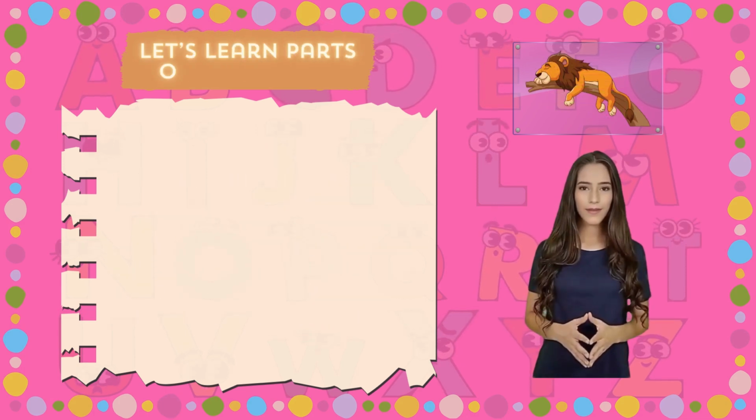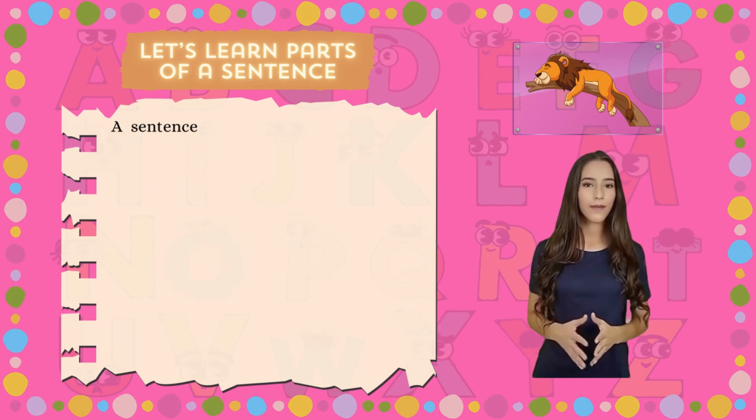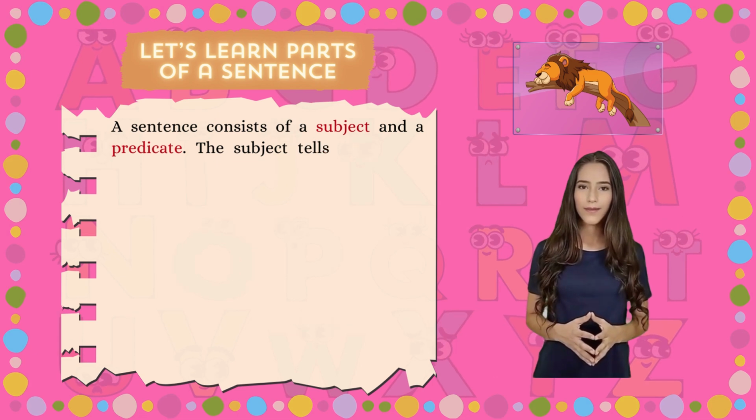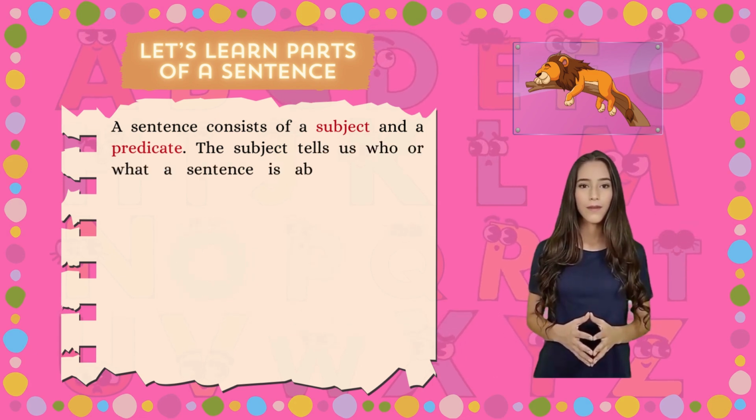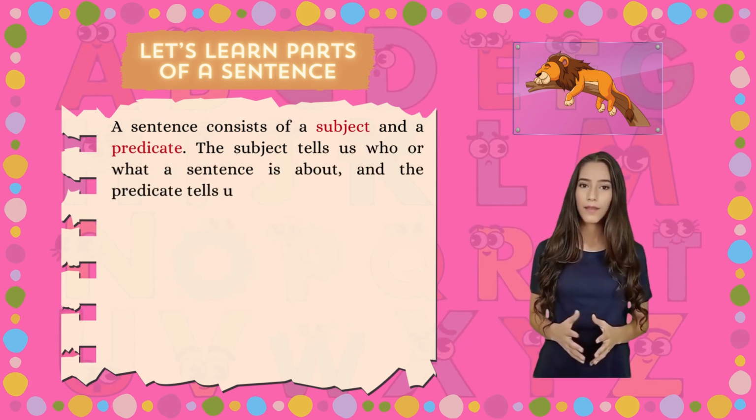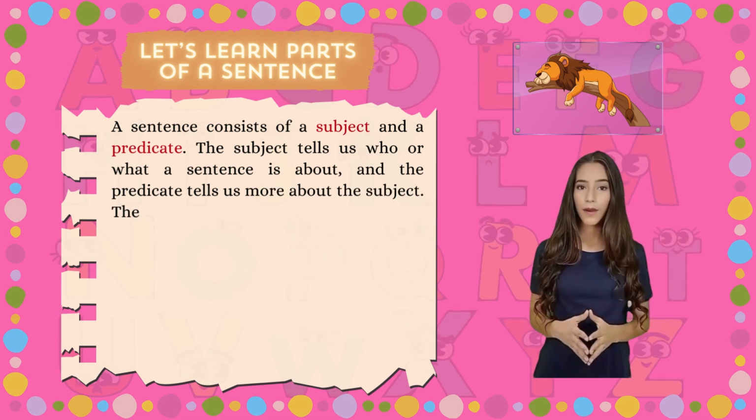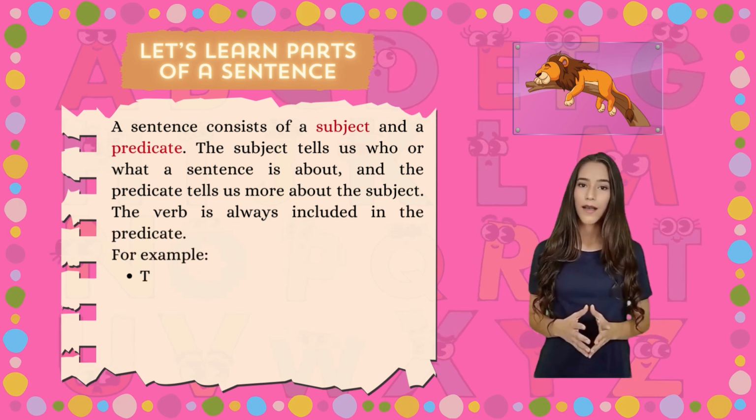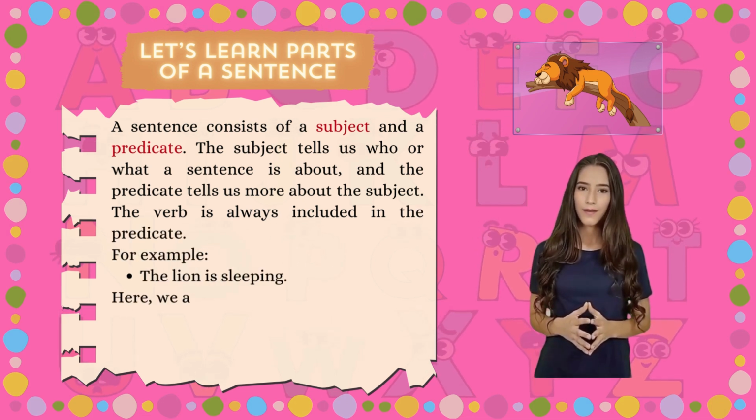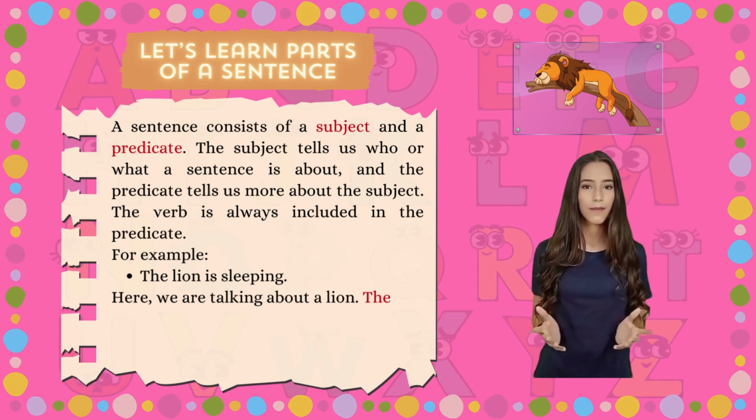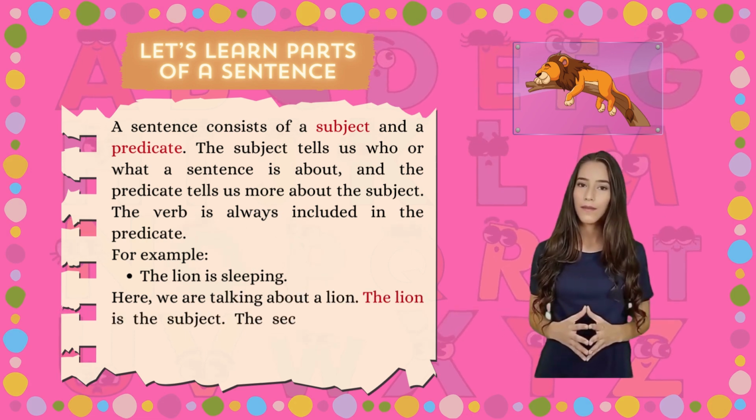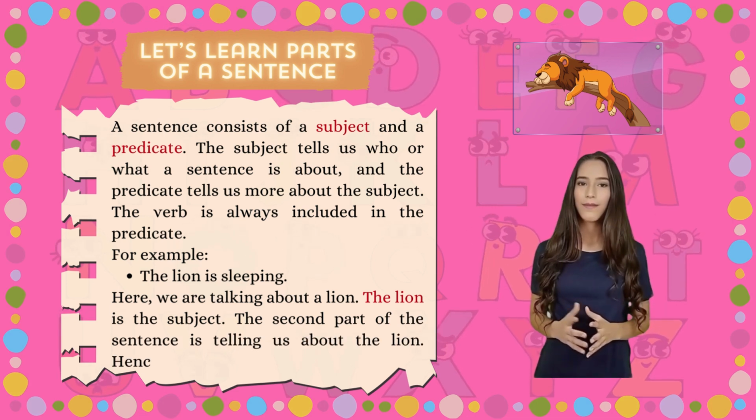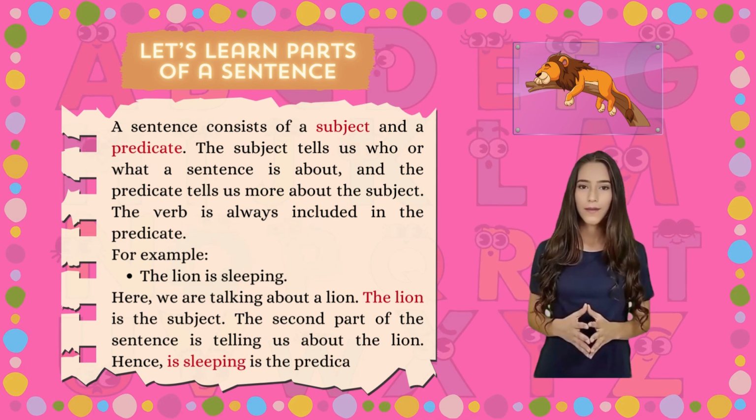Let's learn the parts of a sentence. A sentence consists of a subject and a predicate. The subject tells us who or what a sentence is about, and the predicate tells us more about the subject. The verb is always included in the predicate. For example, the lion is sleeping. Here, we are talking about a lion. The lion is the subject. The second part of the sentence is telling us about the lion. Hence, "is sleeping" is the predicate.